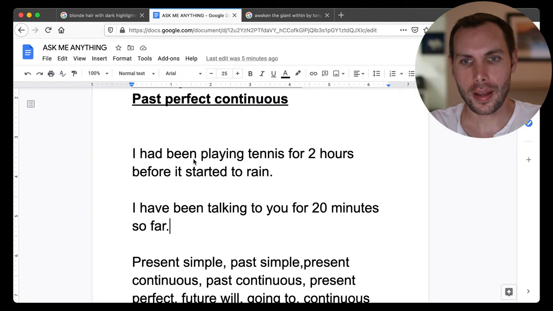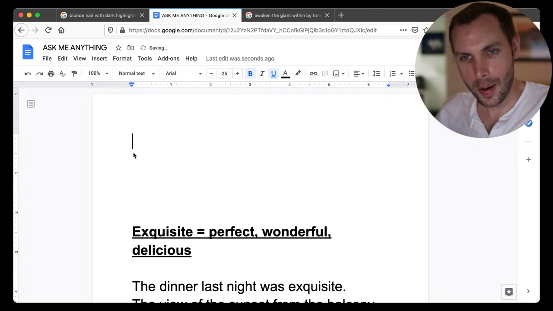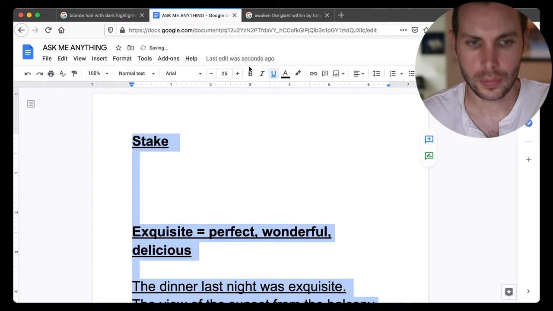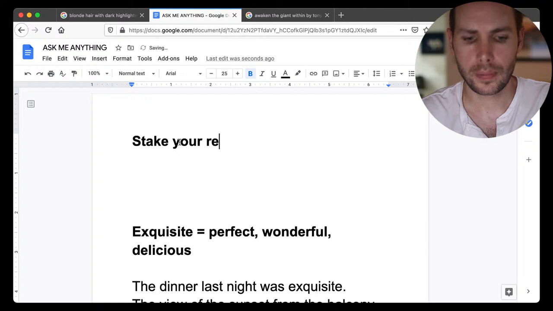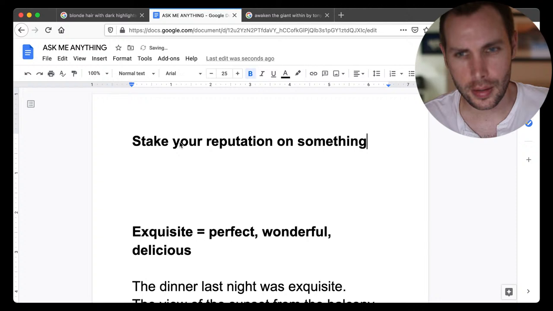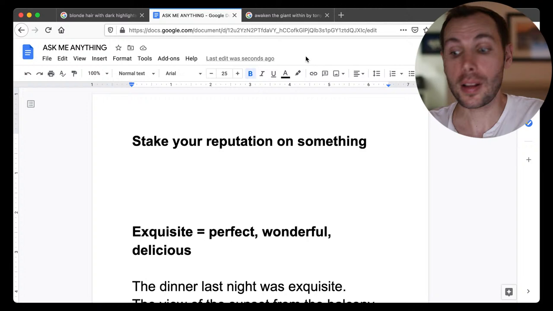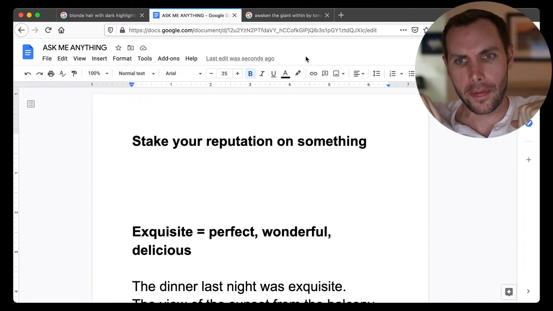To stake your reputation on something means to basically say, if I'm wrong, then don't believe anything I say again, right? So if I'm wrong, you should never believe me about anything again. But I'm not going to say that. But if you felt very strongly about something and you knew that you were right, then you could say, I will stake my reputation on this. I am definitely right about this thing.